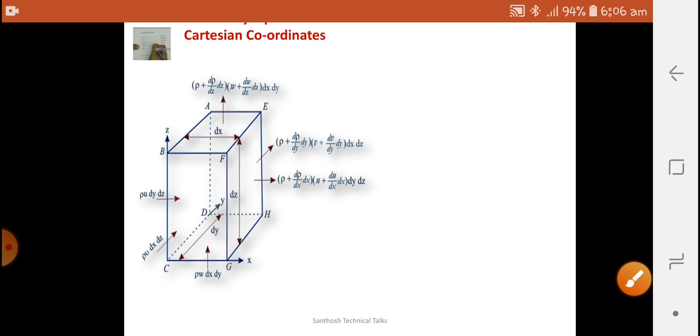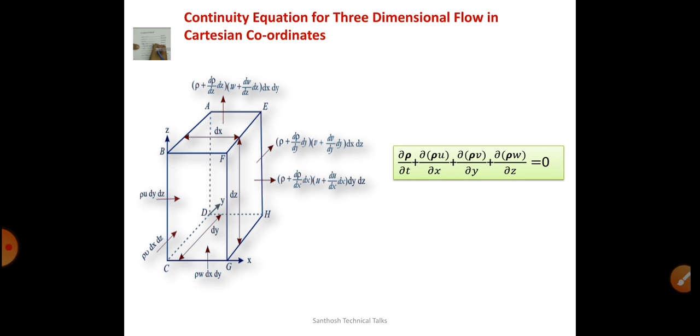Like that, all the three directions have to be found out, and after all the integration and differentiation, the continuity equation of the three-dimensional flow will look like this: dou rho by dou t plus dou rho u divided by dou x plus dou rho v divided by dou y plus dou rho w divided by dou z is equal to 0.